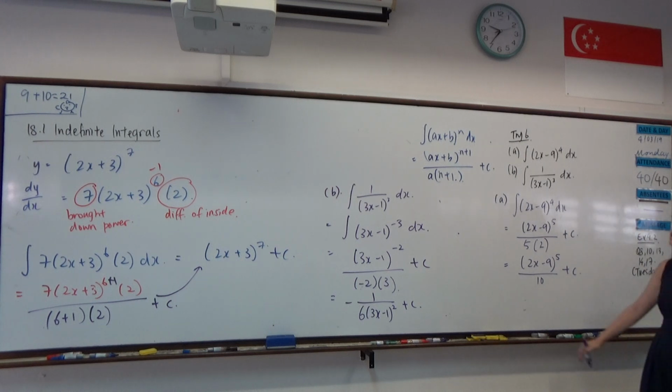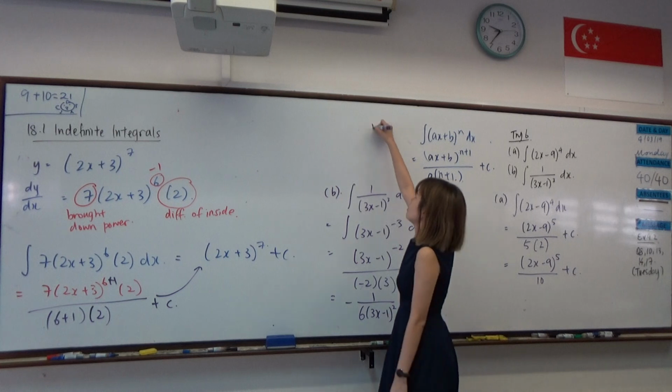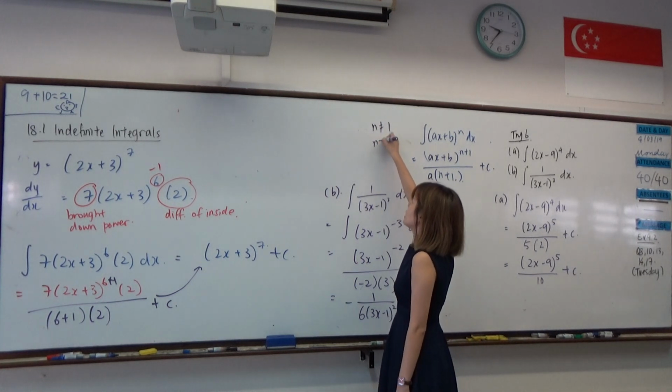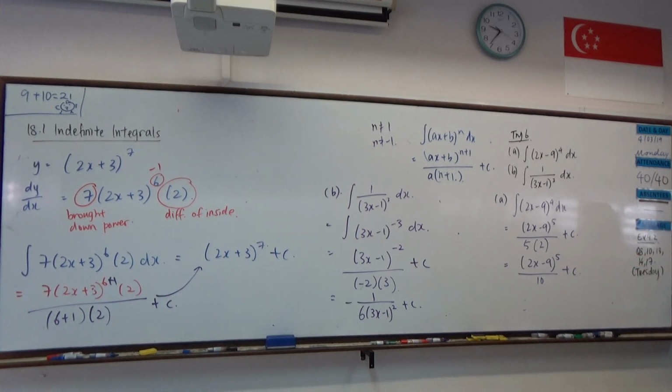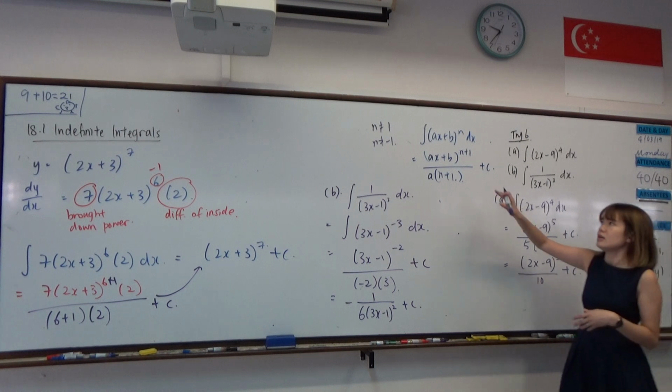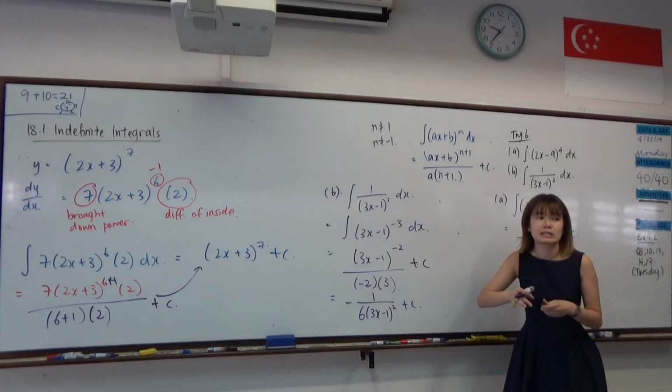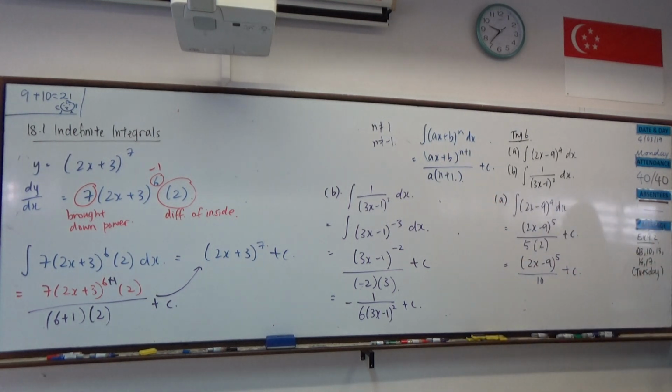Take note that in this rule over here, n cannot be equal to 1, neither can it be equal to negative 1. Because if n were equal to negative 1, that means we're looking at 1 over ax plus b. That one we'll look at in a later part of this chapter. Then when n equals 1 itself, that is no different from just integrating our expression ax plus b.